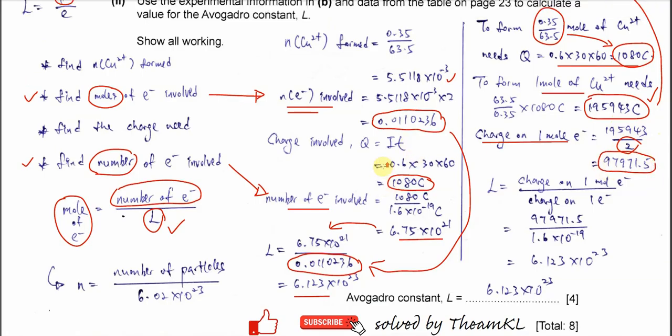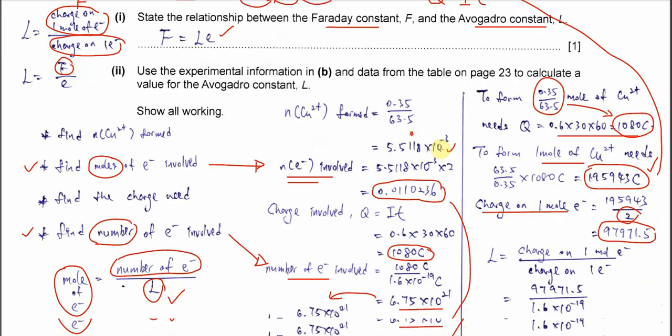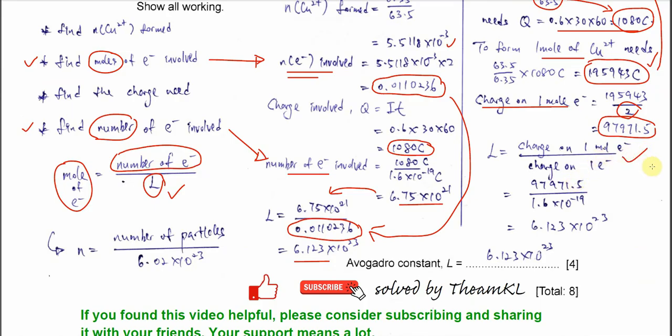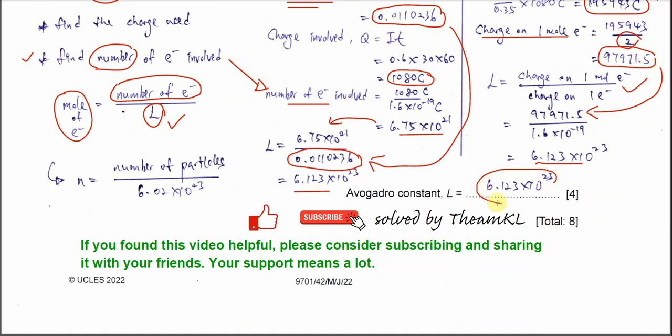So recall back what I told you just now. L is equal to what? L is equal to the charge on 1 mole of electron over the charge on 1 electron. So this is a relation. You use the one that calculated just now, the charge on 1 mole of electrons here, and the charge on 1 electron, this one will be given in the table. So you get the same value, 6.123 times 10 power of 23. So therefore, you get this Avogadro constant. Okay, I hope you understand.